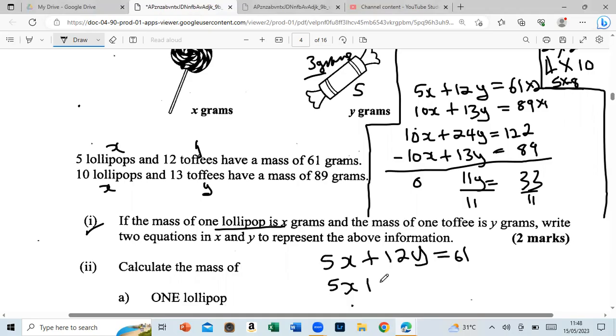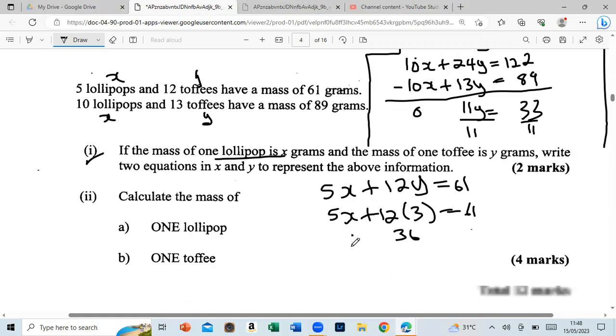So it's going to be 12 times 3. We know that a bracket means to multiply, so I could just do that, and that gives us 36. Alright, so we have 5x plus 36, and that must equal 61.